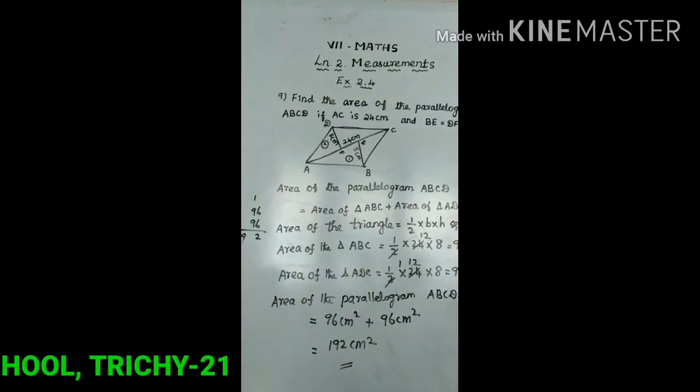So the area of the parallelogram ABCD is equal to 192 centimeter square. So dear students, today we learnt about some word problems for the shapes trapezium and parallelogram. We found the areas and remembered the formulas: the area of the trapezium is equal to half into h into the sum of the two parallel sides, and the area of the parallelogram is equal to base into height square units. So thank you.